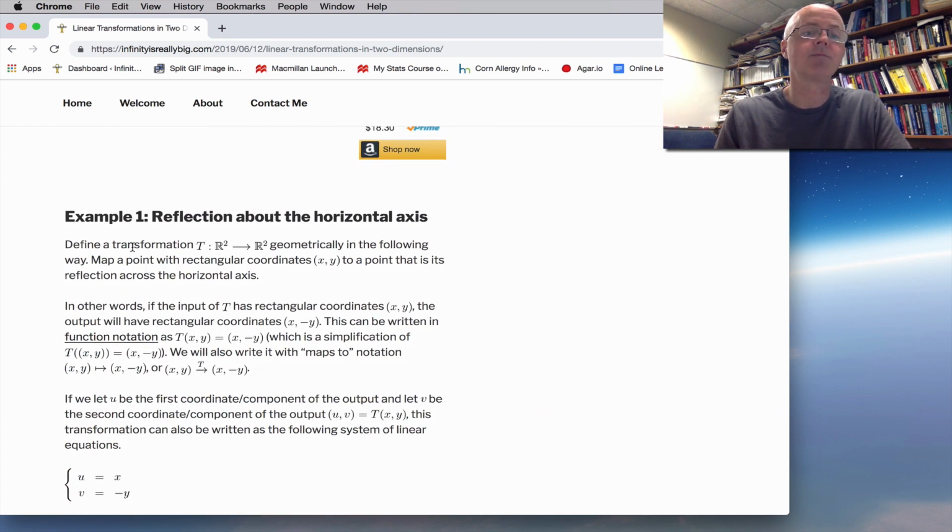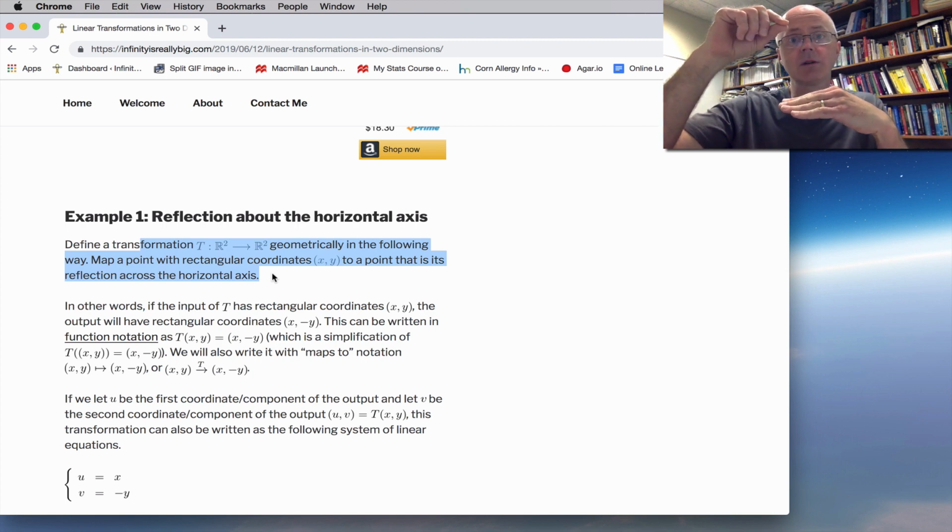The first example of many examples, again this is a long post, but this content is really key, is a reflection about the horizontal x-axis. Define a transformation. Here I'm using the notation T, that's the name of our function, our transformation, that takes points in the plane, R2, and maps them to points also in the plane, R2. We're defining it geometrically initially. Take a point whose rectangular coordinates are x, y, and map it reflected across the horizontal x-axis.